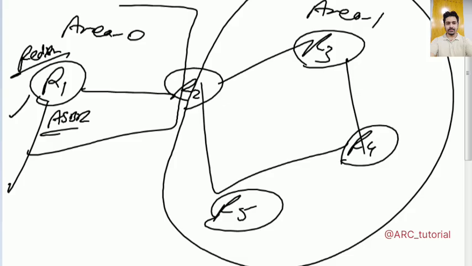Let's say that you have redistributed 500 prefixes onto R1 into OSPF. So it will generate 500 type 5 LSAs. It will give them to R2, R2 will give them to R3, R4 and R5 as well.